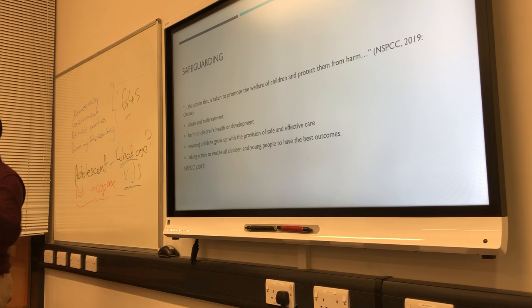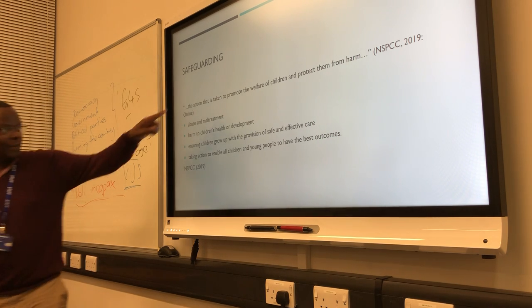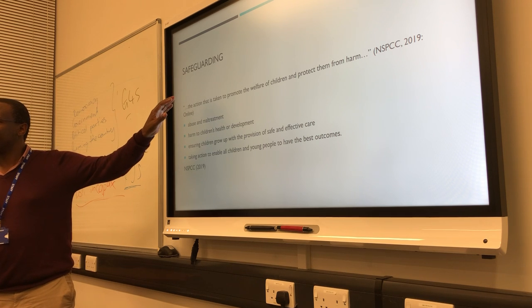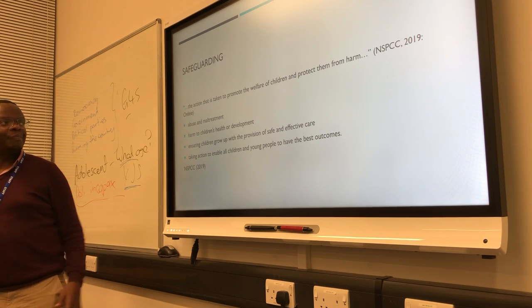So what we're saying here is safeguarding on paper is not safeguarding. It's only safeguarding when action is taken. That's according to this. So one of the key words there is action. Okay?